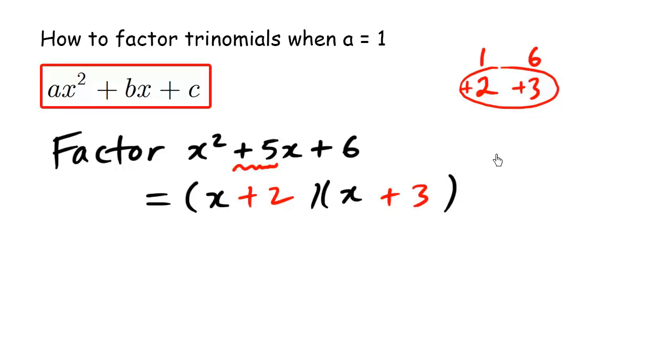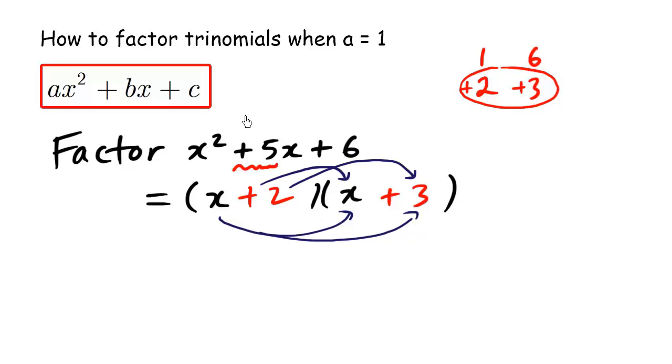We can verify this by using FOIL. X times x is x squared. As for the outside, x times positive 3 is going to be positive 3x, and the inside is going to be positive 2x, which adds to be a total of positive 5x. And finally, the last is going to be positive 2 times positive 3, which indeed is positive 6. So we verify that as we expand this using FOIL, we do get this trinomial. So this indeed is the factored form. Excellent.